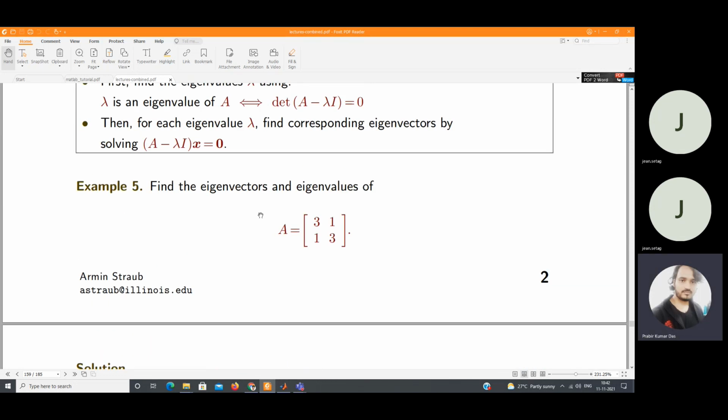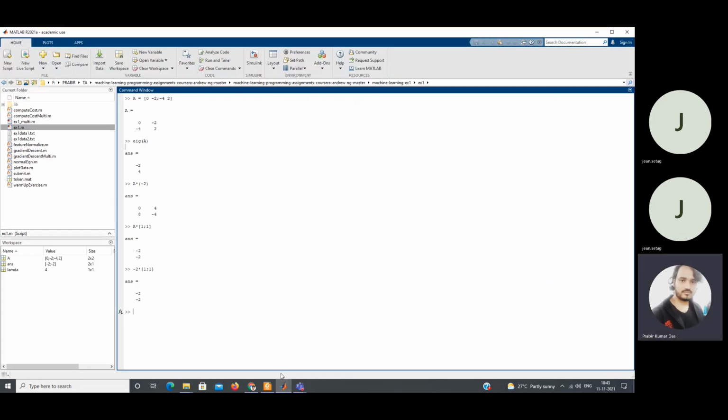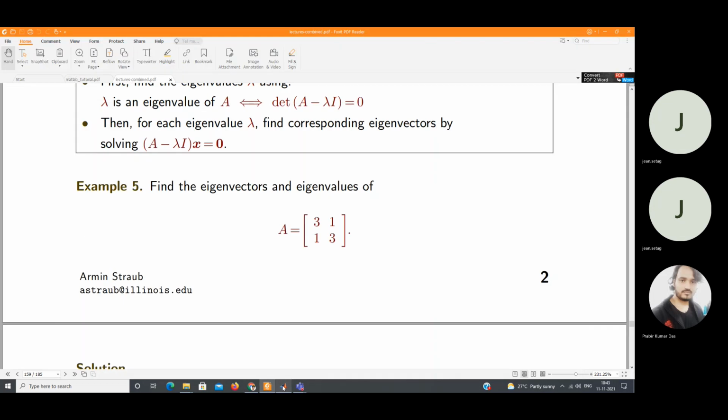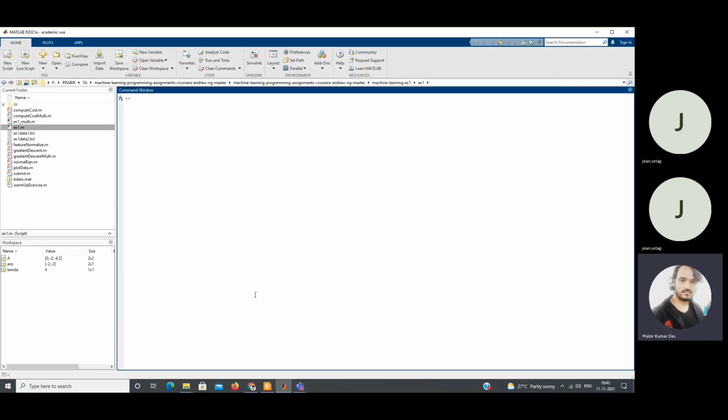Okay. So can you please calculate the eigenvalues for this? Your idea is clear, na? That is what I'm trying to tell. So using MATLAB, we can calculate very easily. 3, 1, 1, 3.